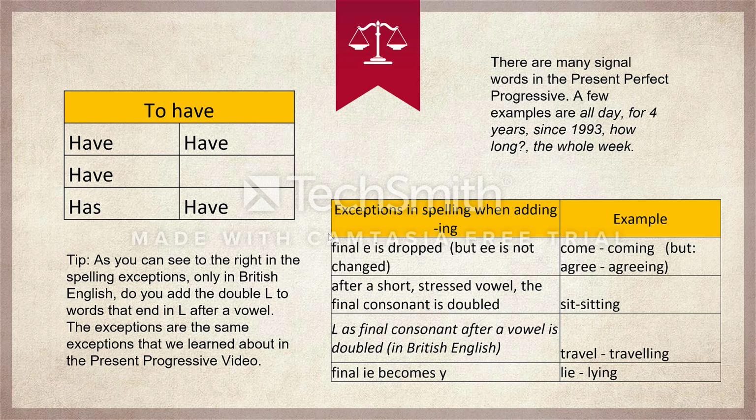And just like the present perfect simple, the present perfect progressive has quite a few signal words, and I gave a few more examples, such as all day, for 4 years, since 1993, that one you see in a lot of products, how long with a question mark, and the whole week. As you can see, all of these focus on durations of time. That's something to keep in mind that we can remember from the definition of the present perfect progressive.